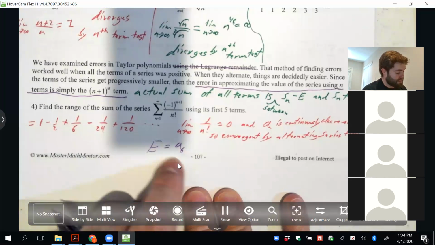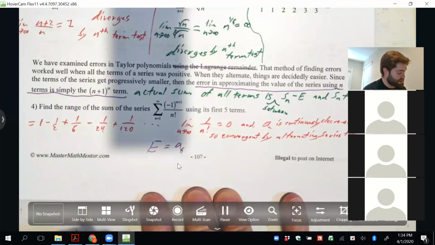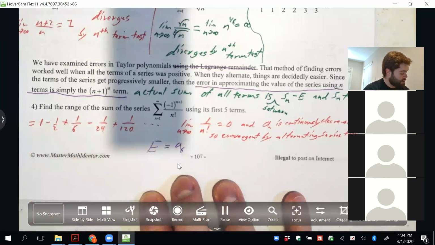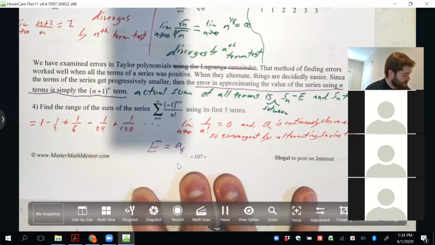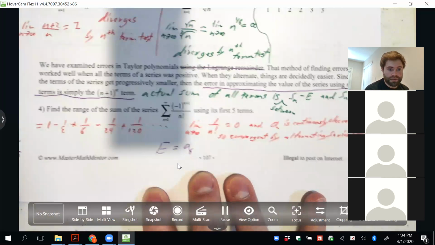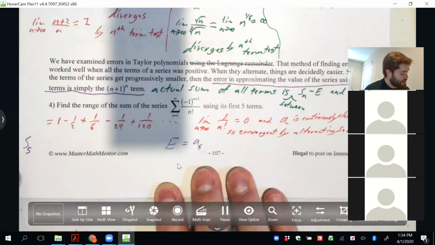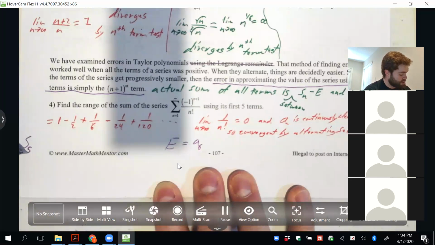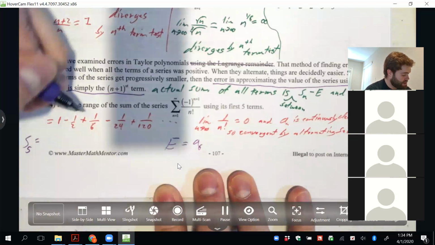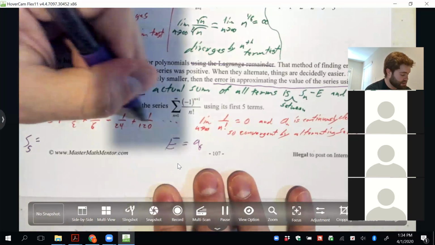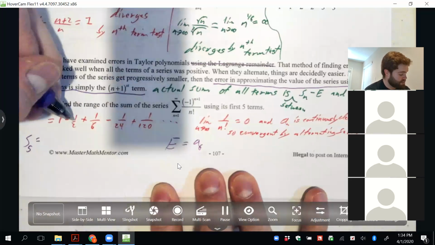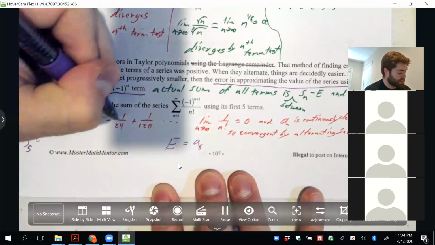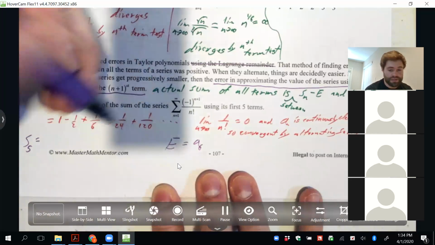By a sub 6, I mean the 6th term in the sequence. So let's figure out what S sub 5 is. S sub 5 represents the sum of the first 5 terms. So I'd just be taking these 5 terms and adding them all together: 1 minus 1/2 plus 1/6 minus 1/24 plus 1 over 120.